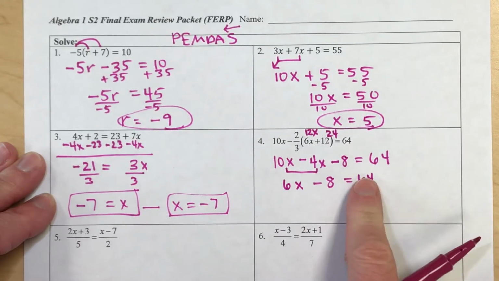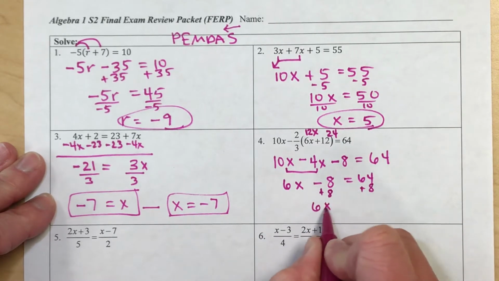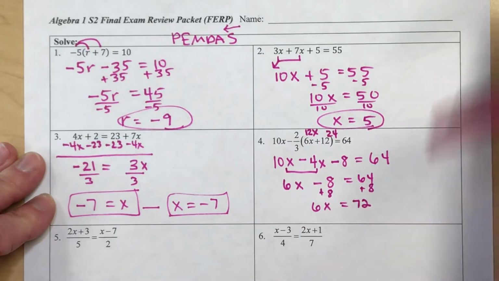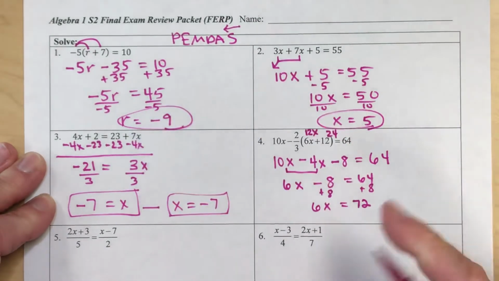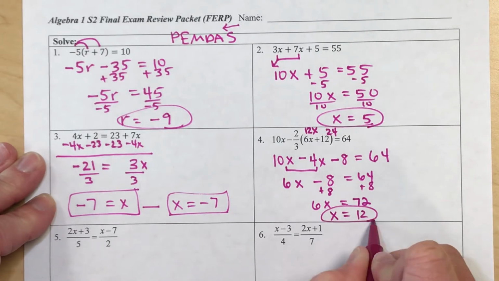Now again, solving, I'm going to undo this subtract 8 before I get rid of my coefficient of 6. 64 plus 8 is 72, and you might need to use your calculator. That's okay. 72 divided by 6 is 12.